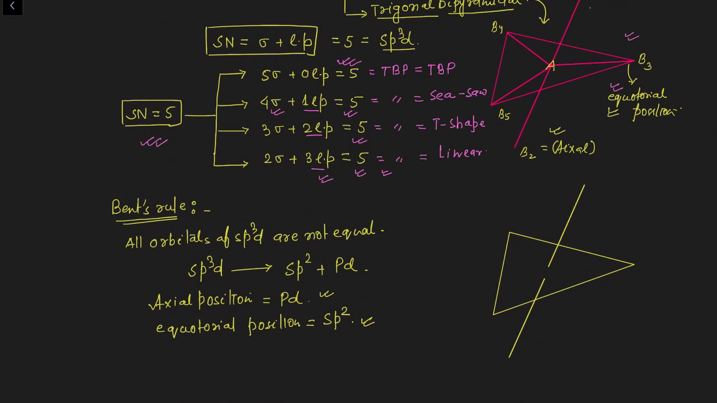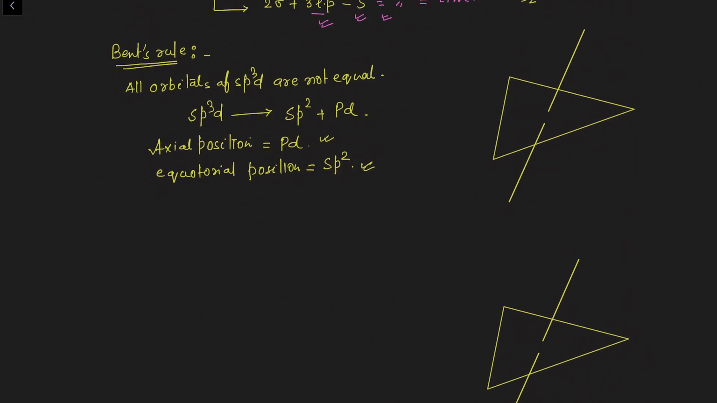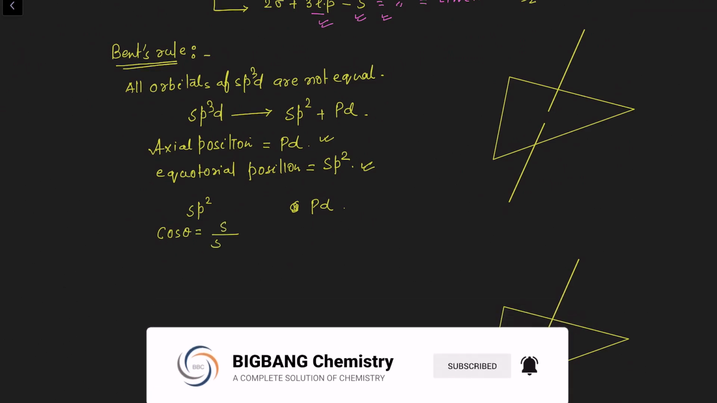That's why the axial and equatorial positions are different, first in bond length and also in electronegativity. So now try to understand how these two orbitals are different. When you check the s character in sp2 and the s character in the pd orbital, the formula for the calculation of s character is cos theta equal to s divided by s minus 1.